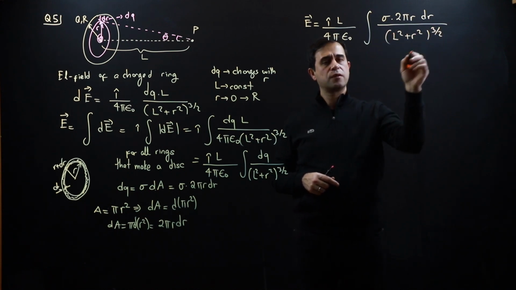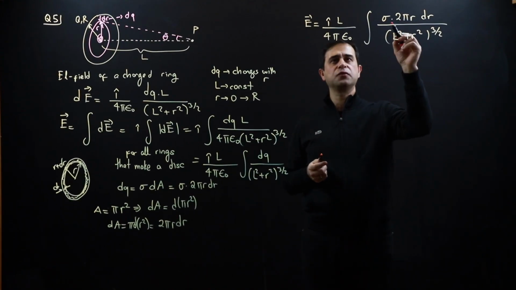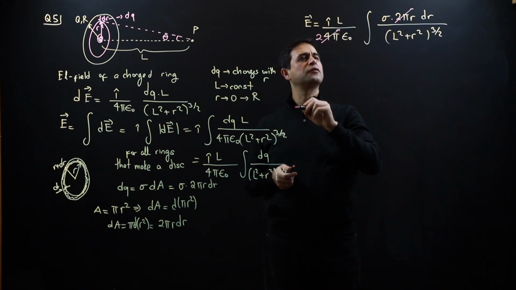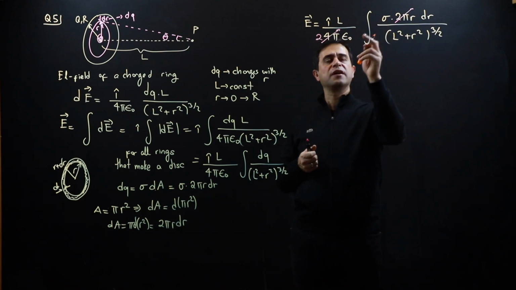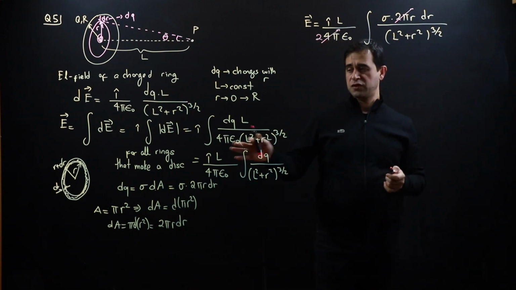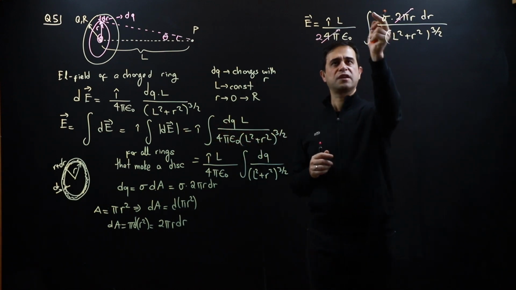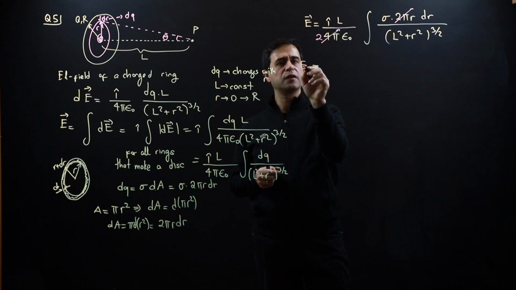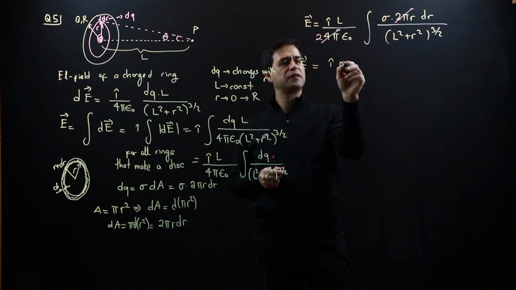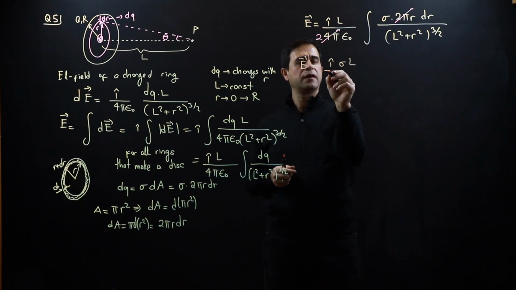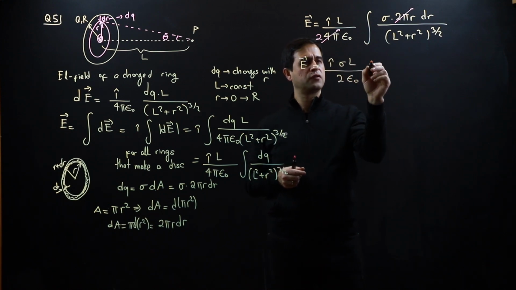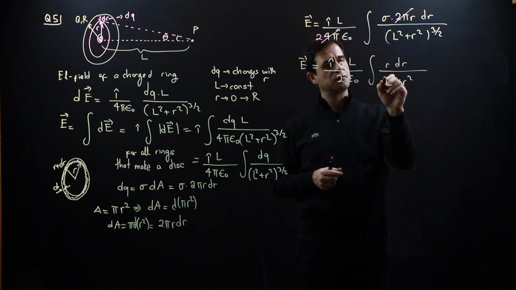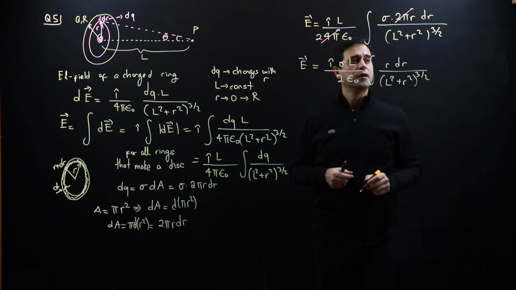With 3 halves. Maybe it's a good idea, even at this step, to do some cancellation, some simplification. So this 2 pi cancels with that, and we have 2 here. And here, sigma, if it's a uniform charge distribution, and here it is the case, it's a homogeneous charge distribution, I can take it out of the integral, right? So this becomes, let me write it here, E becomes i hat sigma times L, that goes out, divided by 2 epsilon 0, and inside the integral I have r dr divided by the same thing in the denominator, right? Okay, that's good.